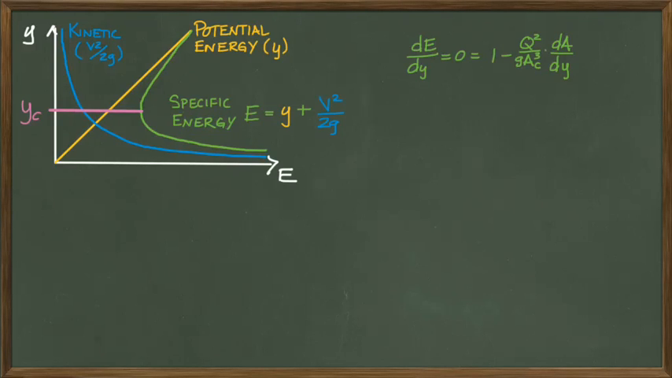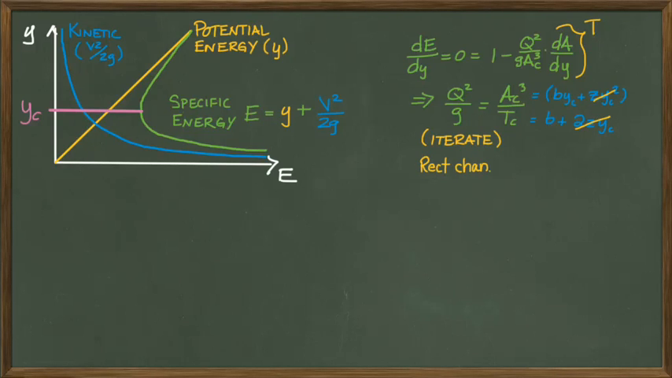The dA/dy term is actually another way of expressing the top width of the flow in the channel. With a little algebra, we can define an expression to help us calculate the critical depth, or the depth at which the specific energy is minimized. Unfortunately, both the area and the top width expressions are in terms of the critical depth, and they cannot be separated out. So the solution to the critical depth is found iteratively.